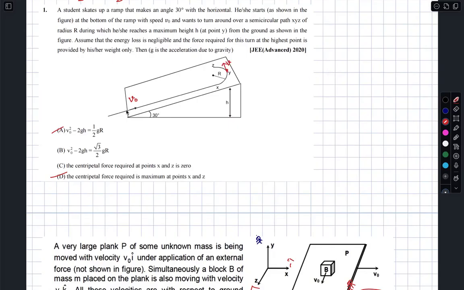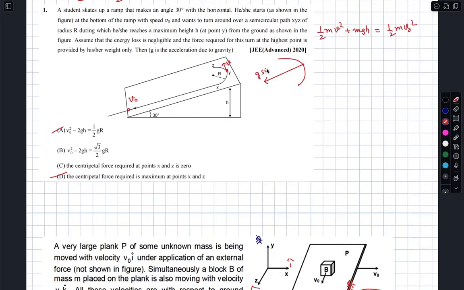So therefore, at these 2 points, apply the law of conservation of energy. So half m v square plus mgh is the energy there, and half m v naught square is the energy at this point. Now you compare. And one more important point: at this point, a circular path is enabled. This is a circular path at this point. So at this point, what supplies the necessary centripetal force? The component of the weight supplies the necessary centripetal force.